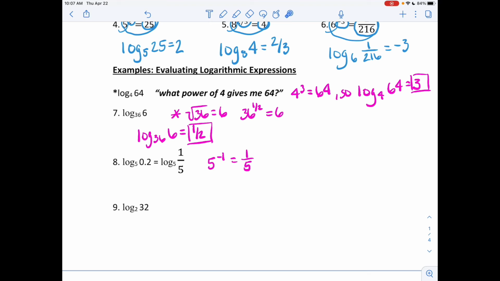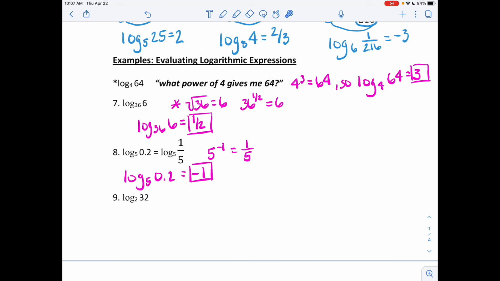So if we say log base 5 of 0.2, well, that's equal to the exponent again, -1. Remember that our exponent is the part that was in the x position in the exponential form, so it becomes the x position of our log form.